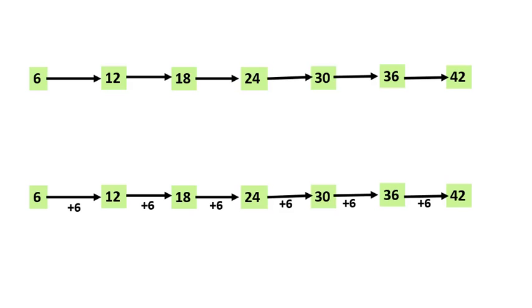A practical problem. Here we have to generate a series 6, 12, 18, 24, 30, 36 and 42. If we see carefully, each time I add 6: 6 plus 6 is 12. After getting 12, if I again add 6, I get 18. If I again add 6, I get 24. In this way we will get 42.